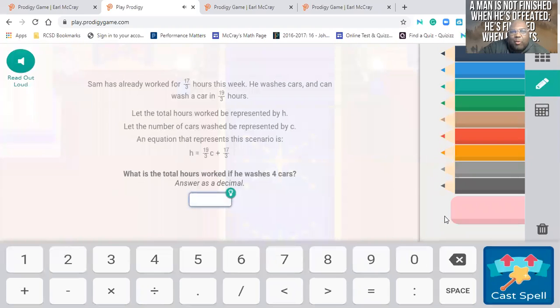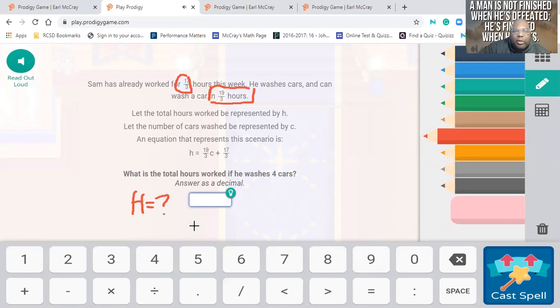All right, so let's see how we would break this down here. First tool. Sam has already worked for 17 over 3 hours this week. He washes cars and can wash a car in 19 over 3 hours. Let the total hours worked be represented by H. Let the number of cars washed be represented by C. An equation that represents this scenario is H equals 19 over 3C plus 17 over 3. What is the total hours worked if he washes 4 cars? Answer as a decimal. So we're looking for the total number of hours worked.